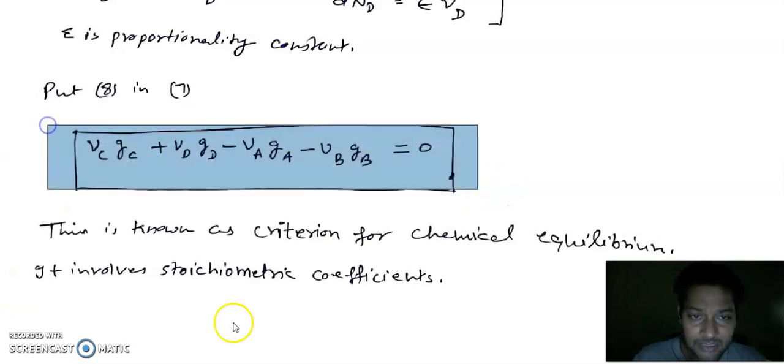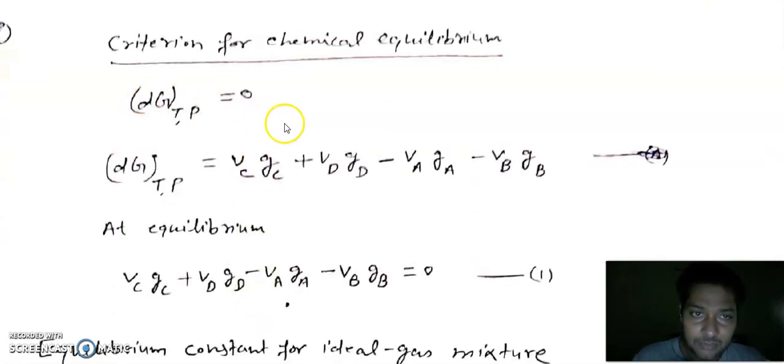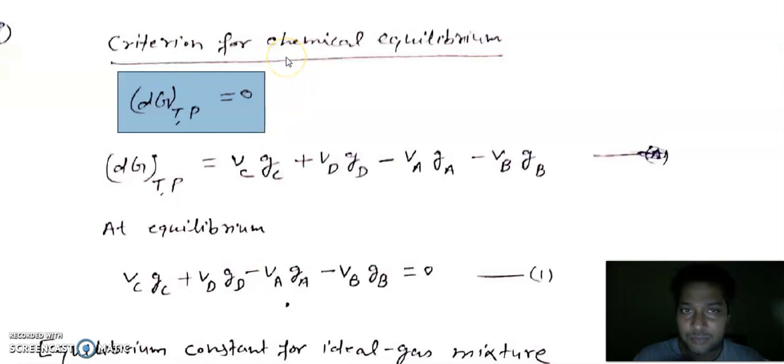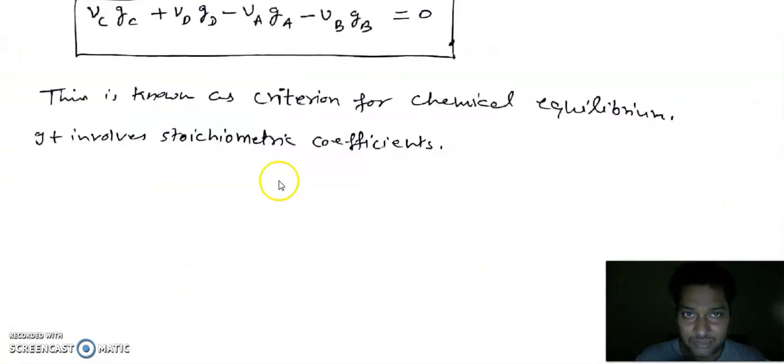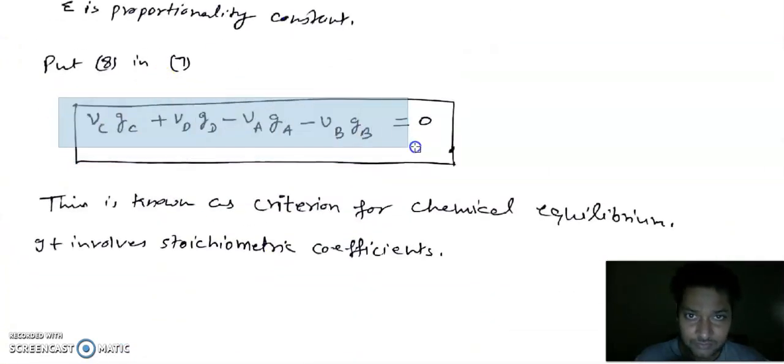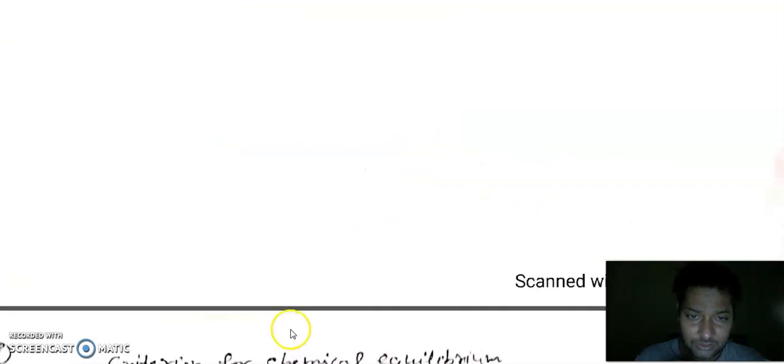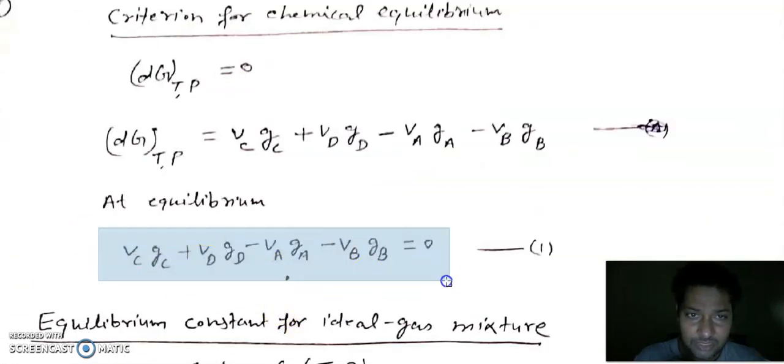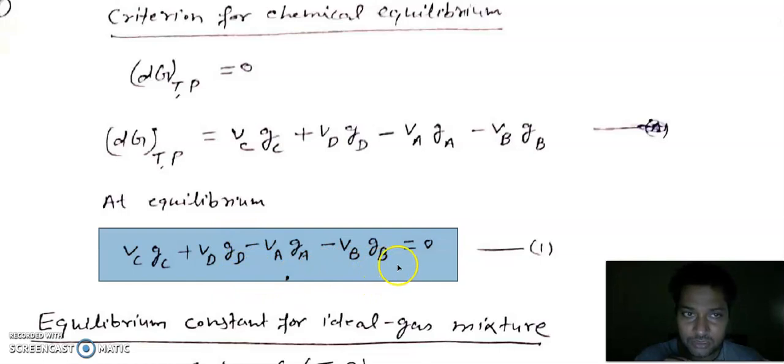So the criteria of chemical equilibrium is that the change in Gibbs free energy is equal to 0. This is applicable only for processes in which temperature and pressure are constant. So in our previous example, this one is 0, and this whole value is dG at constant temperature and pressure. So this is the condition of equilibrium.